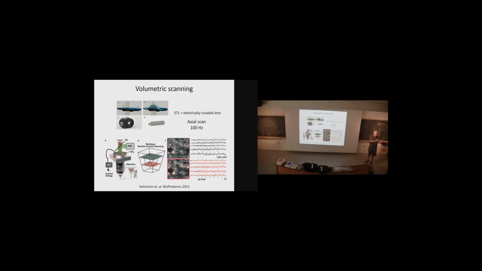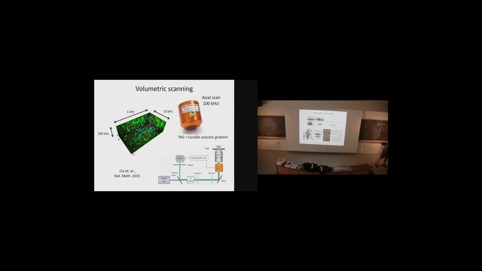Basically, you remove the inertia, right? You've got much less inertia here than you had moving an objective up and down. And so here you can bounce up and down. For example, this was also done by Helmchen, where they were bouncing up between two different focal planes at 100 hertz. So it's not quite volumetric imaging, but it's two-plane imaging at 100 hertz. Right? But it turns out you can even go faster still.